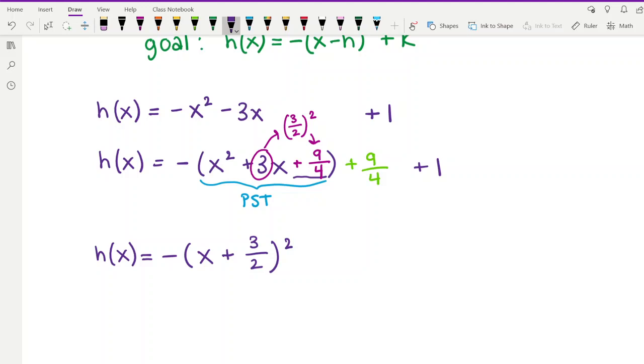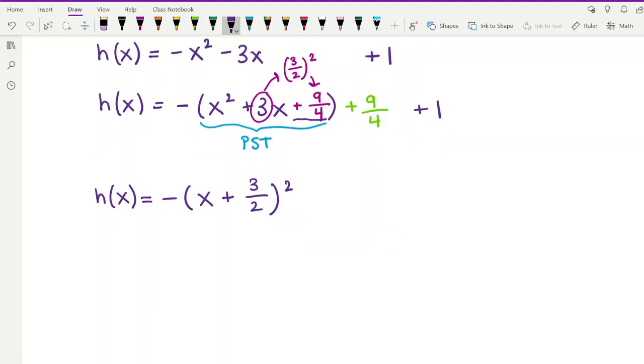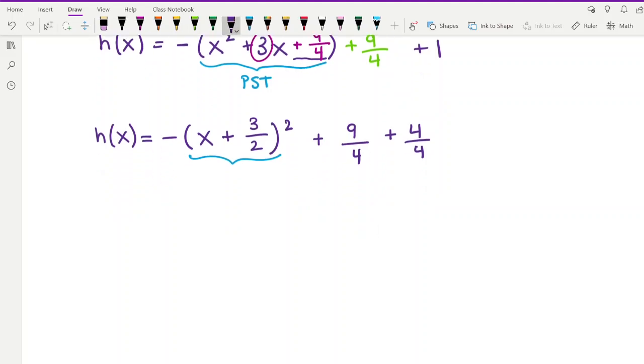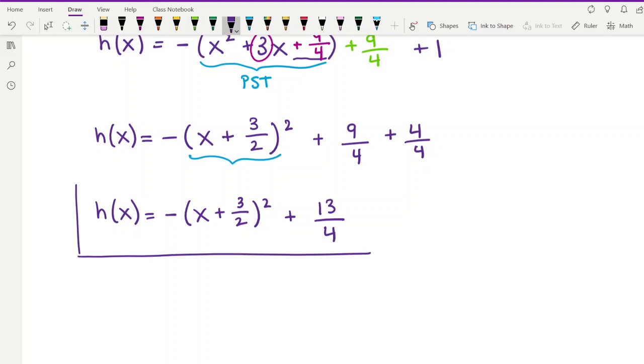And we'll see, again, when we multiply this out, you'll hopefully be really convinced that this is the correct way to do it. And then out here we have plus 9/4. And then we also have plus 1, which we want to write as 4/4 in order to get a common denominator. So this is going to give us negative x plus 3/2 squared plus 13/4. So this would be our vertex form.